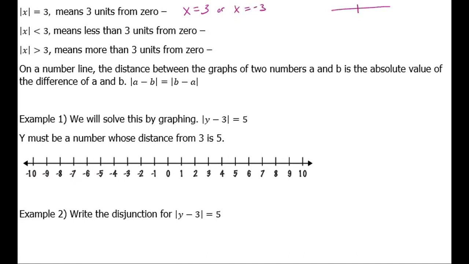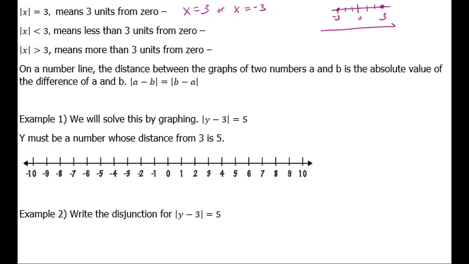From 0, we are possibly 3 units away from 0. So it's either 3 or negative 3. What about the absolute value of x is less than 3?